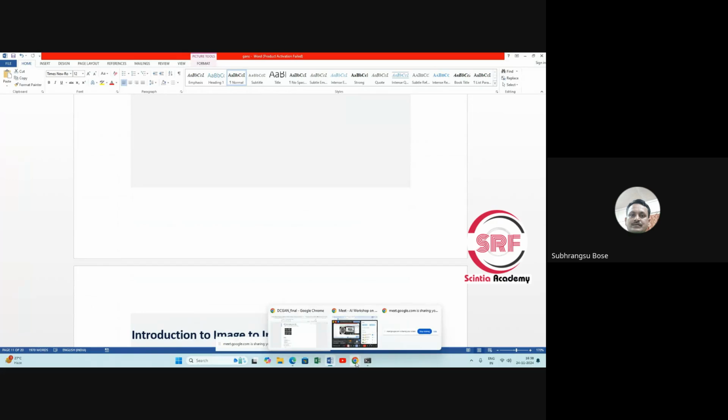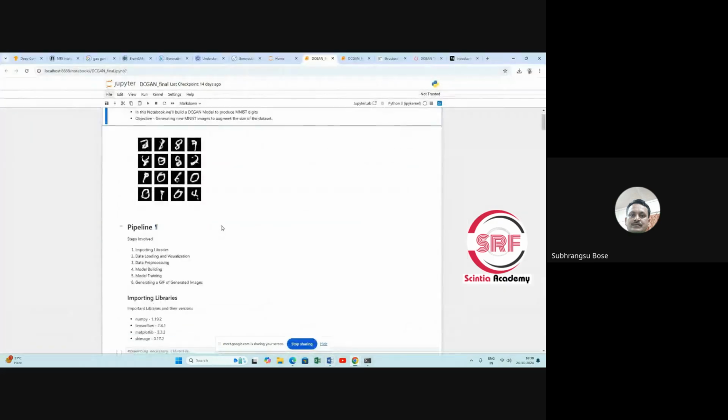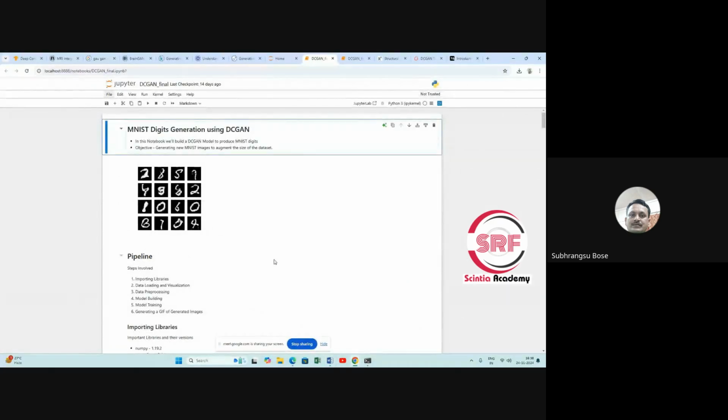One example is this one: MNIST digit generation. MNIST is basically a block where different types of numbers are stored. This is a raw dataset, the MNIST digit raw dataset. From MNIST digits, we want to create a new digit using DCGAN, the deep convolutional generative adversarial network.